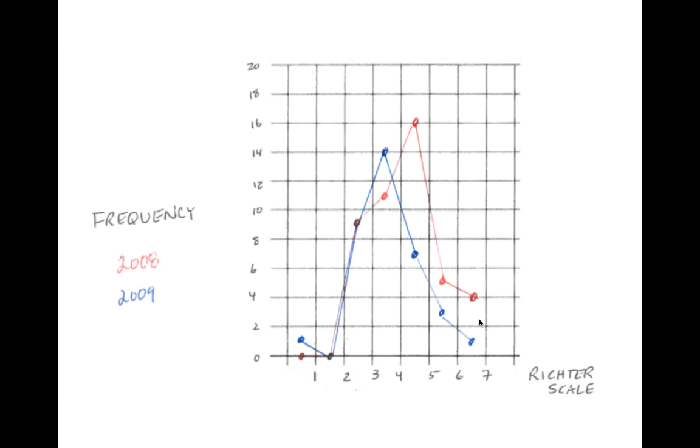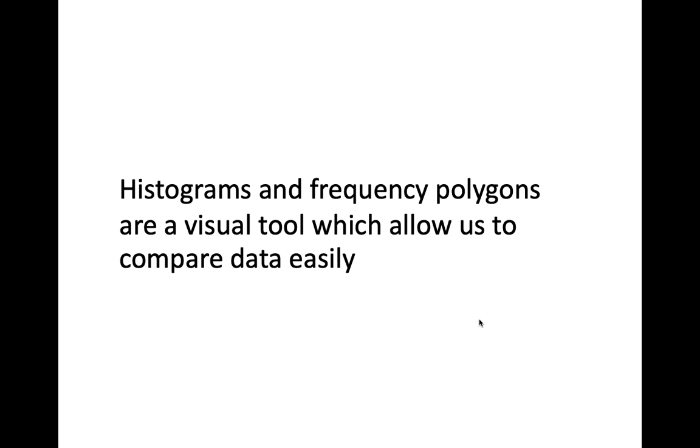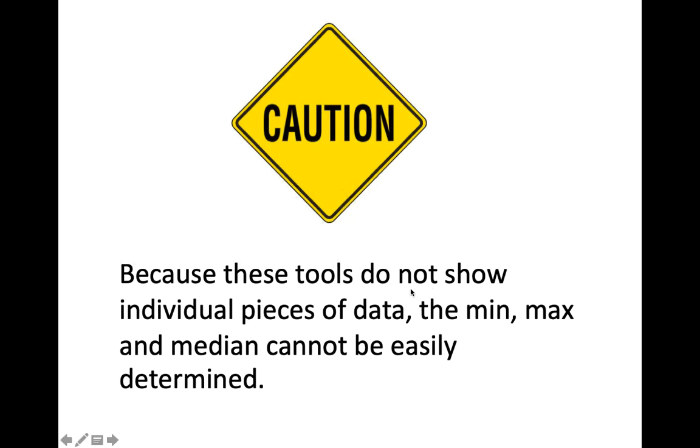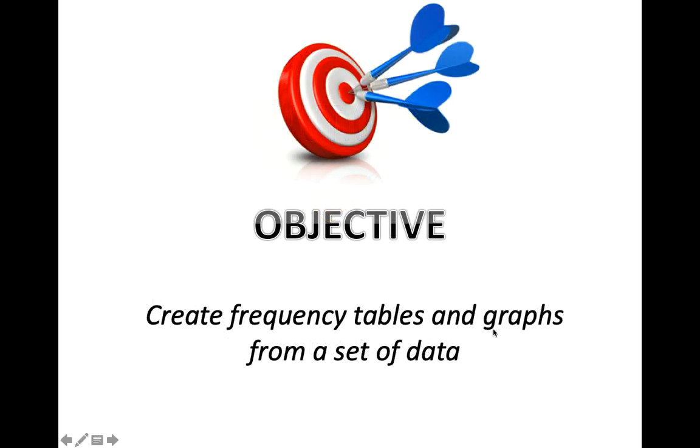So that's just introducing you anyway to histograms and frequency polygons. They are a really useful visual tool. Do keep in mind, though, that in these pieces of information, we are no longer really clearly showing minimums and maximums and medians. And so they aren't easy to determine. Histograms, frequency polygons, distribution tables, they have their place and they have their purpose, but it is not necessarily towards the central tendencies. So there you have it, an introduction to those ones.